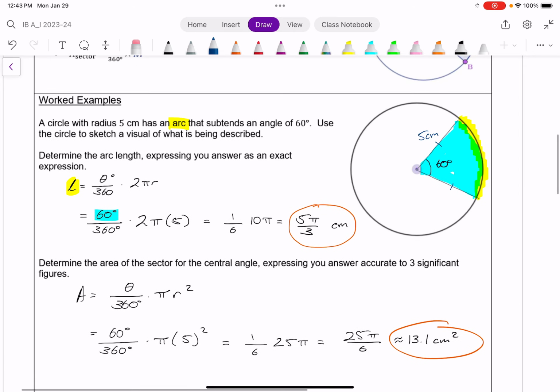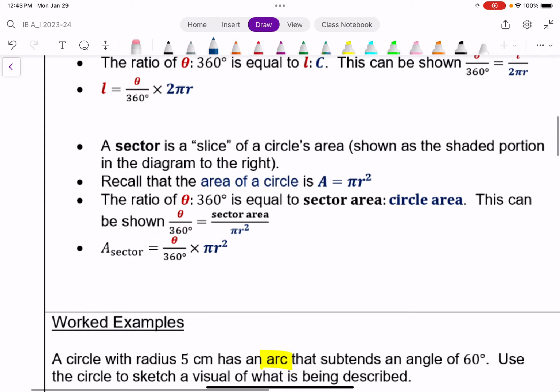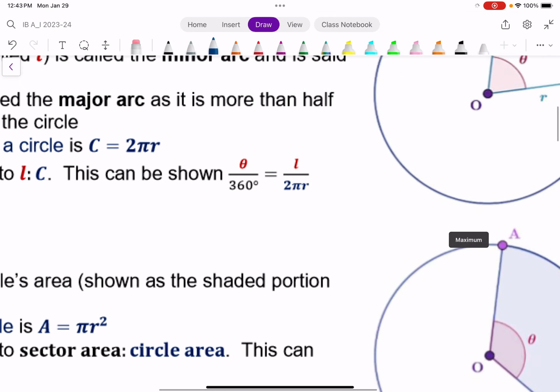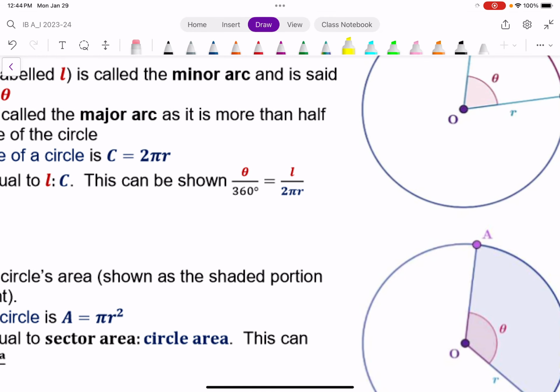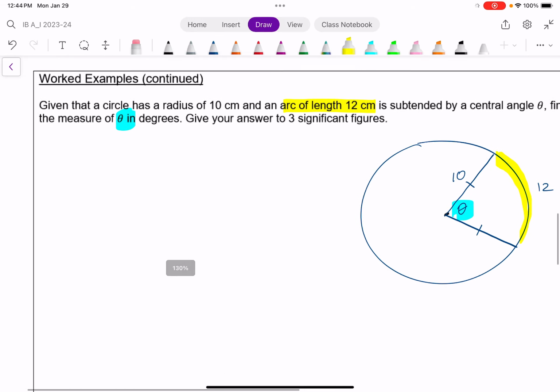Now what I have here, length equals theta over 360 times 2 pi r, is really just a variation of what I have right here. This is the most important part, that the proportion of an angle to a full rotation is always equivalent to the arc length to the full circumference. It's kind of what I mentioned before. And so in this case, I'm going to use that proportion here.